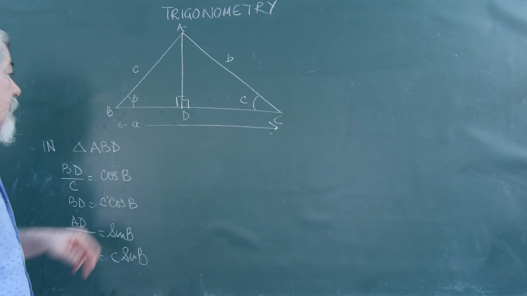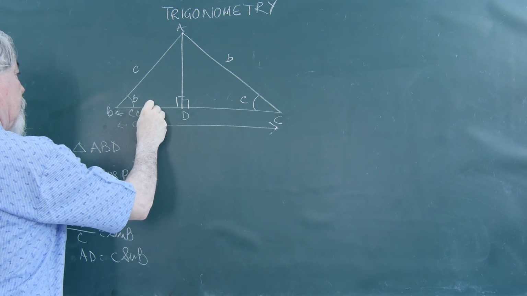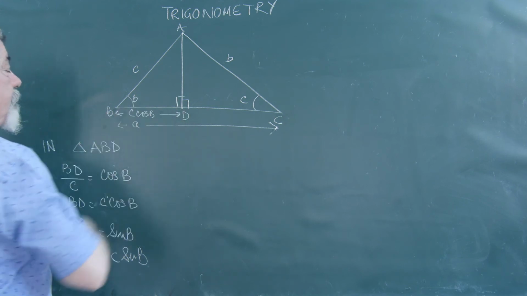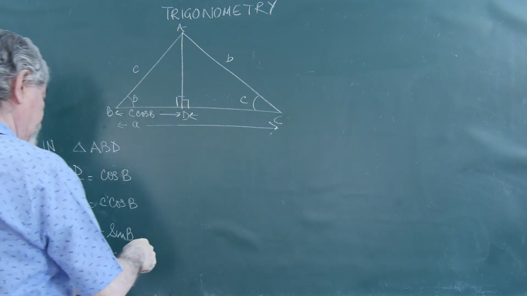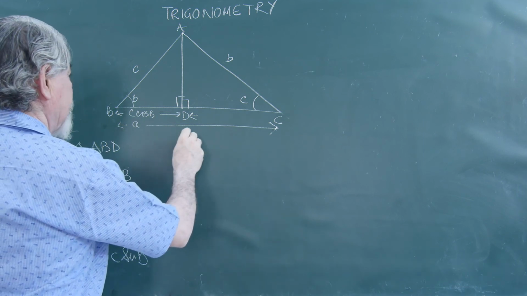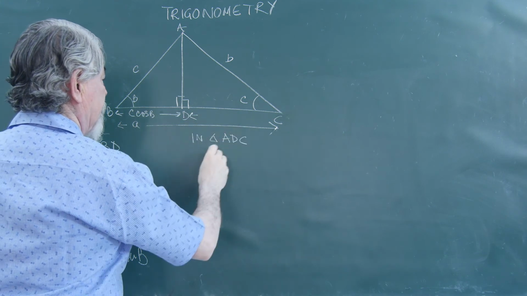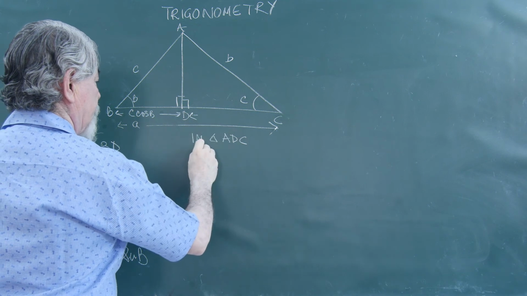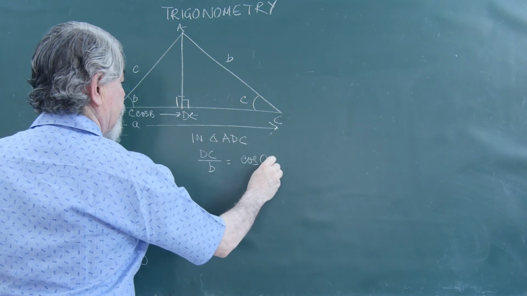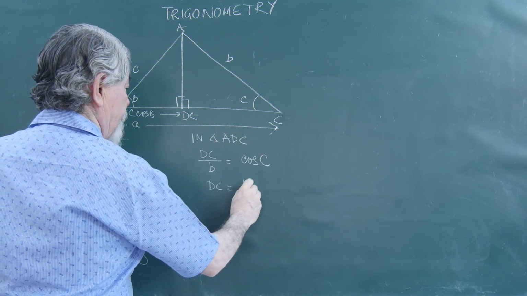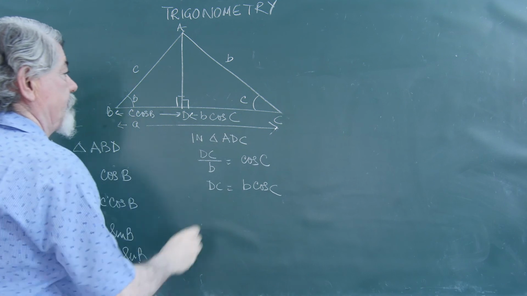Now let us take this triangle. This has come as c cos B, and this has come as c sine B. Now let me see in triangle ADC. Let me calculate DC. DC will be base upon hypotenuse, equal to cos C. So DC will be equal to b cos C. This is b cos C.